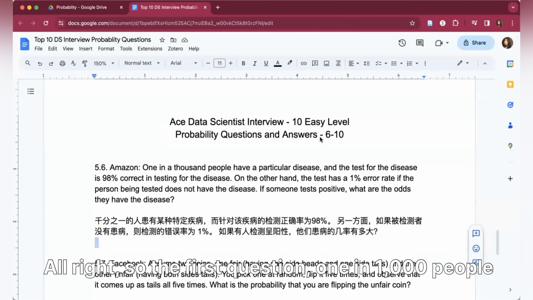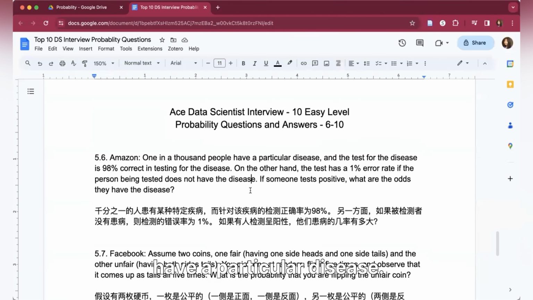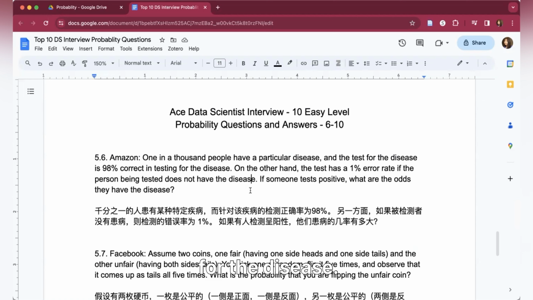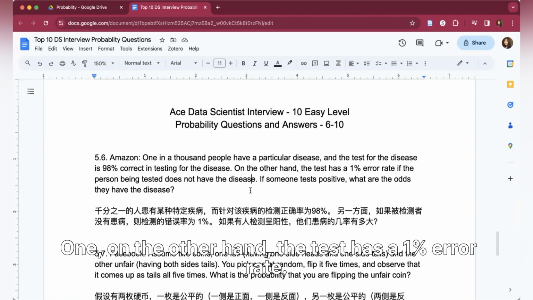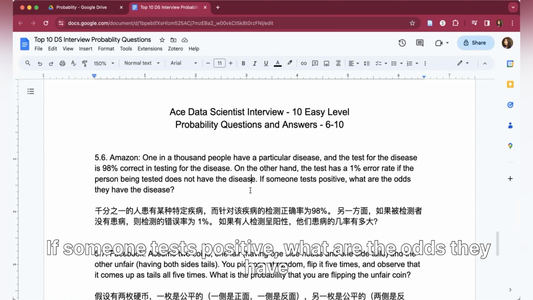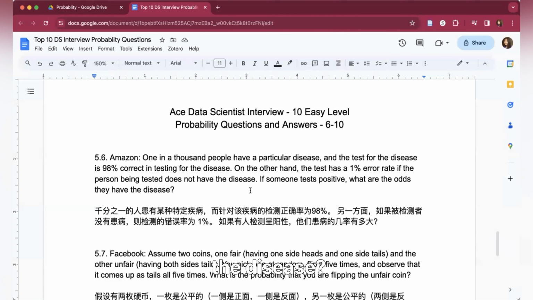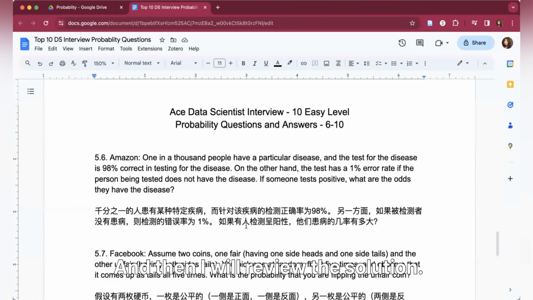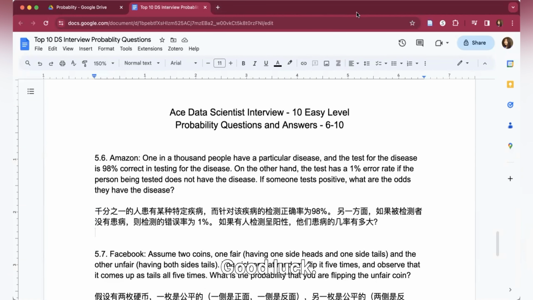All right, so the first question: 1 in 1,000 people have a particular disease, and the test for the disease is 98% correct in testing for the disease. On the other hand, the test has a 1% error rate if the person being tested does not have the disease. If someone tests positive, what are the odds they have the disease? Take your time and try to solve this problem, and then I will review the solution. Good luck.